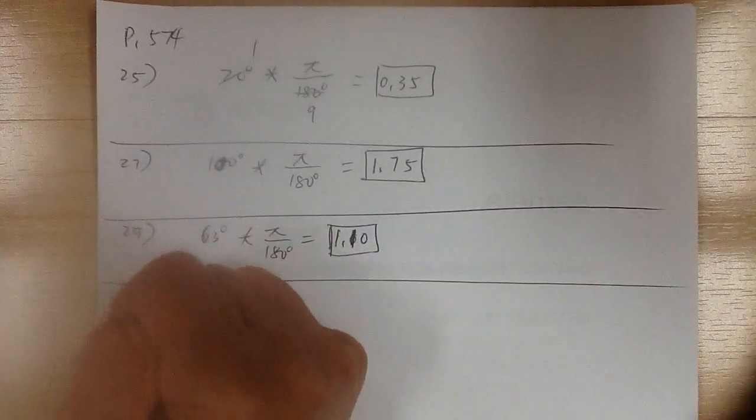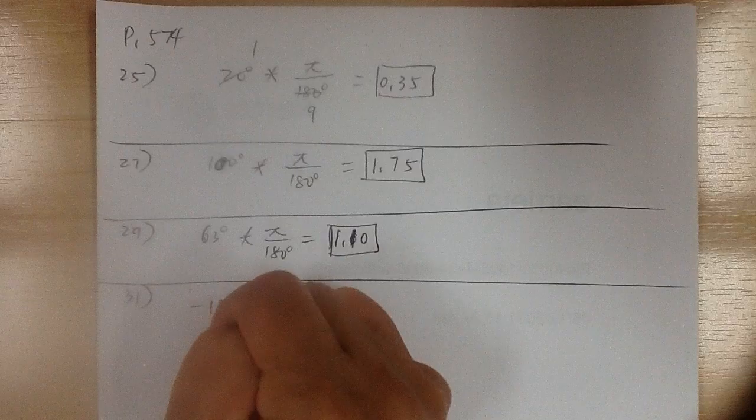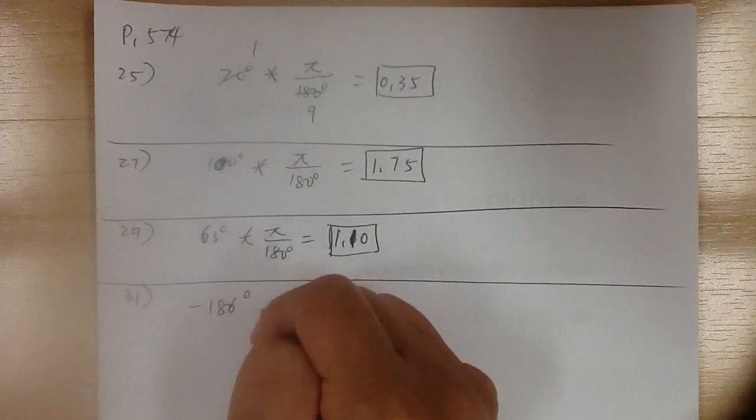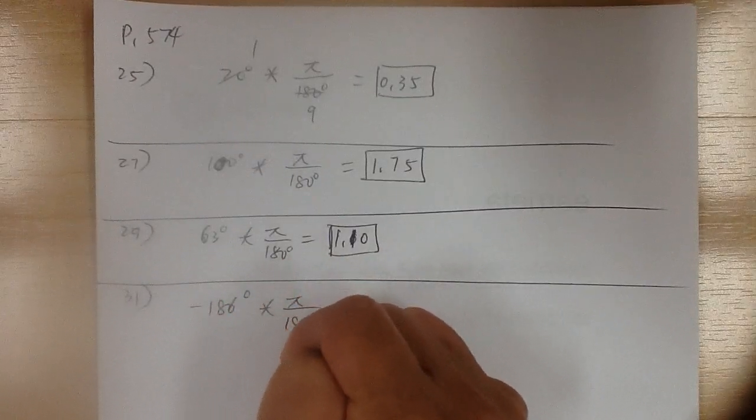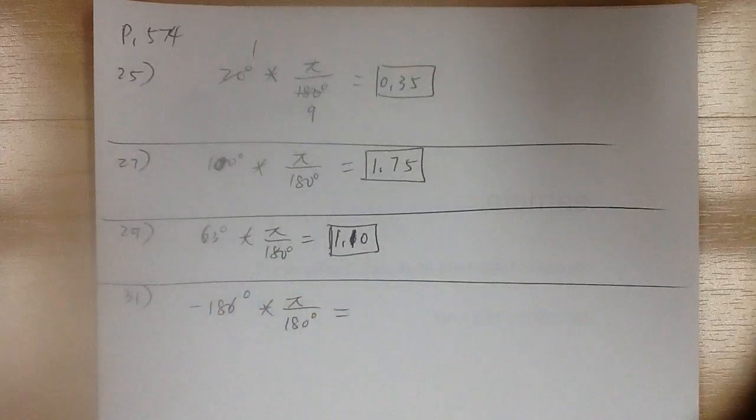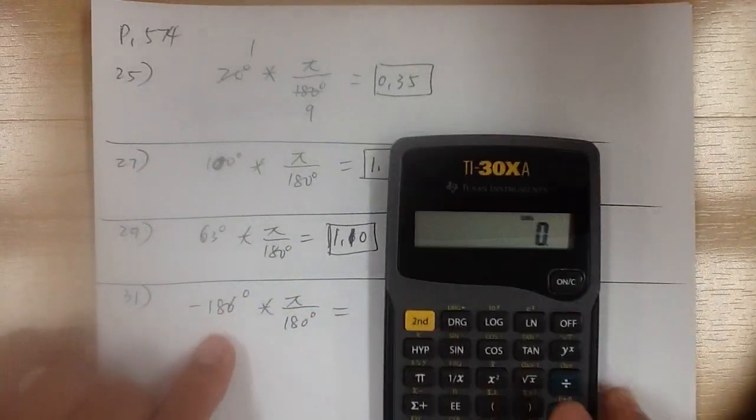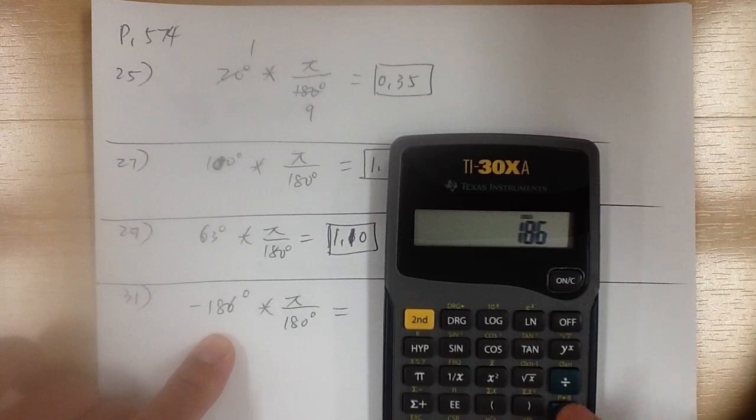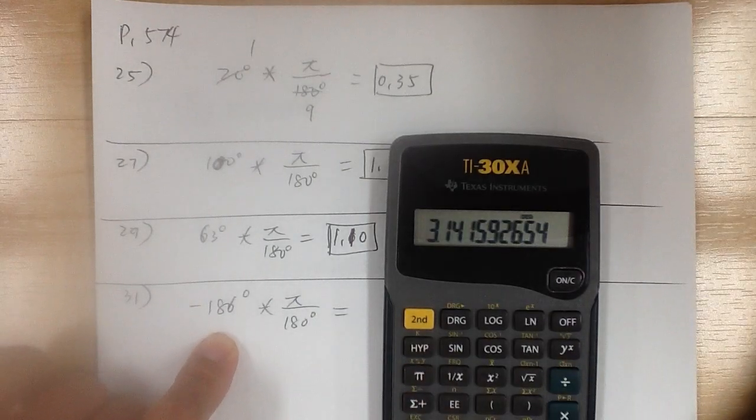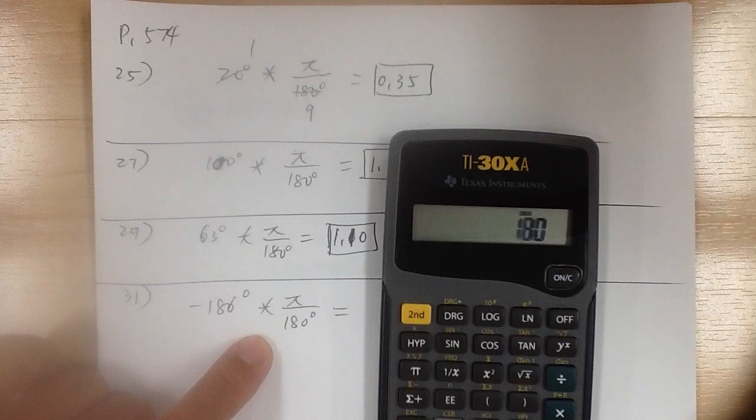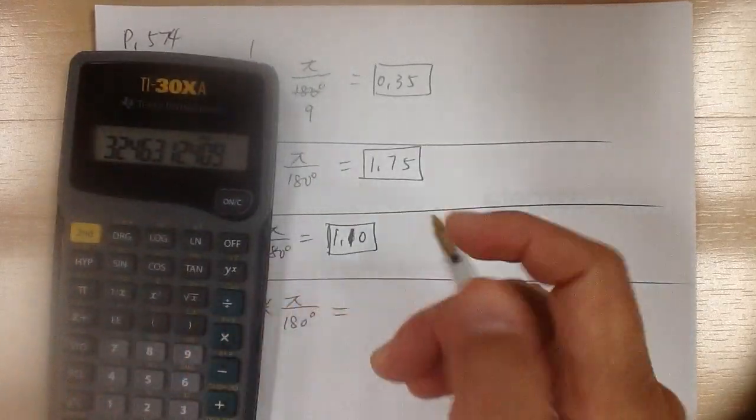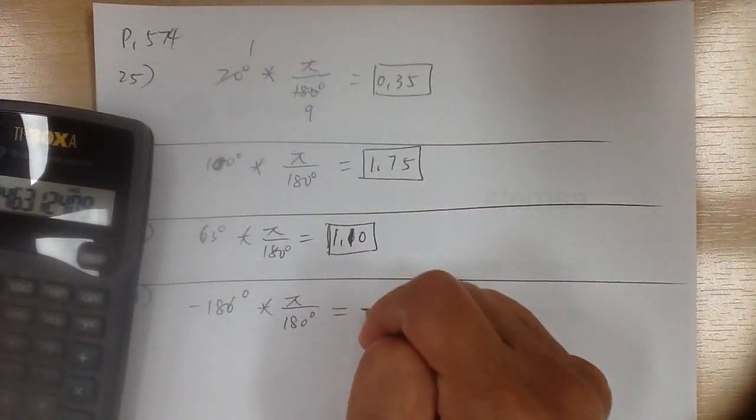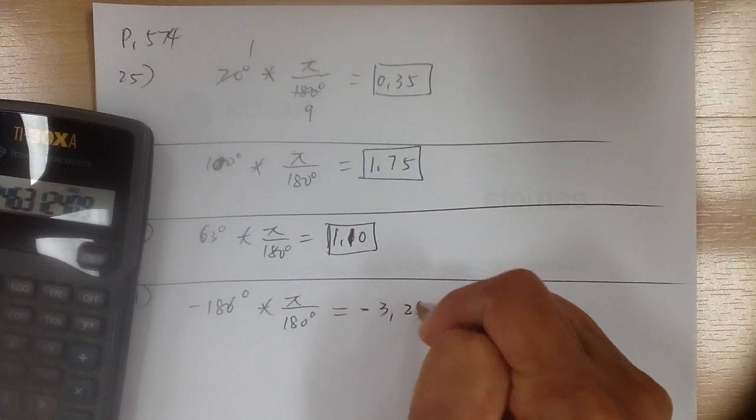Okay, 31. Negative 186 degrees. So you can times it by pi over 180 degrees. So 186 times pi divided by 180 equal, and don't forget your negative, right? So negative 3.25.